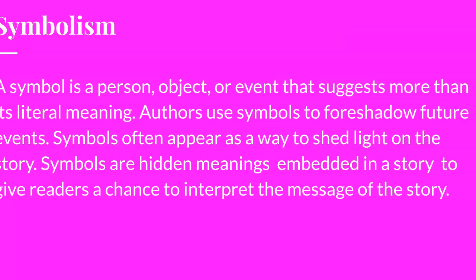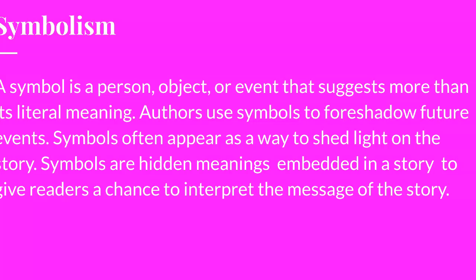So the first one is called symbolism. A symbol can be a person, an object, an event that suggests more than its literal meaning. Authors use symbolism to foreshadow future events. Symbols often appear as a way to shed light on the story. Symbols are hidden meanings embedded in a story to give readers a chance to interpret the message of a story. So sometimes a dead dog or a dead animal could foreshadow a dead human being that's going to happen later because death is coming. That's been done in many stories.